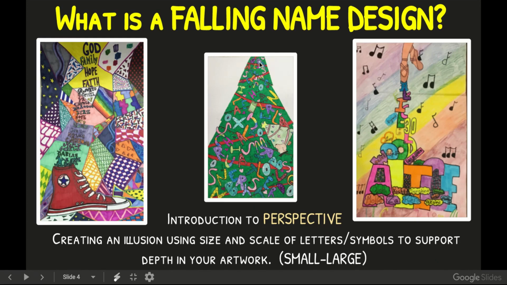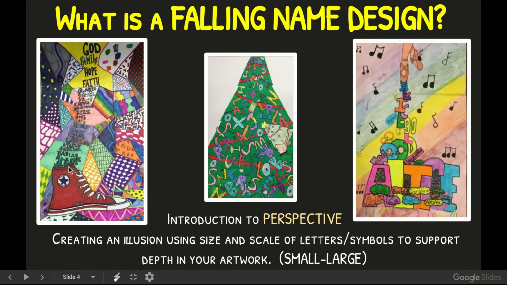Now, this particular student did a Christmas tree. And notice how they have the letters falling down the tree. They even have a tree hidden in here. That actually was one of their symbols. They have an iPad hidden here. They have Wi-Fi. They have music notes. They have all sorts of stuff hidden in their Christmas tree. That's what they did with their symbols.